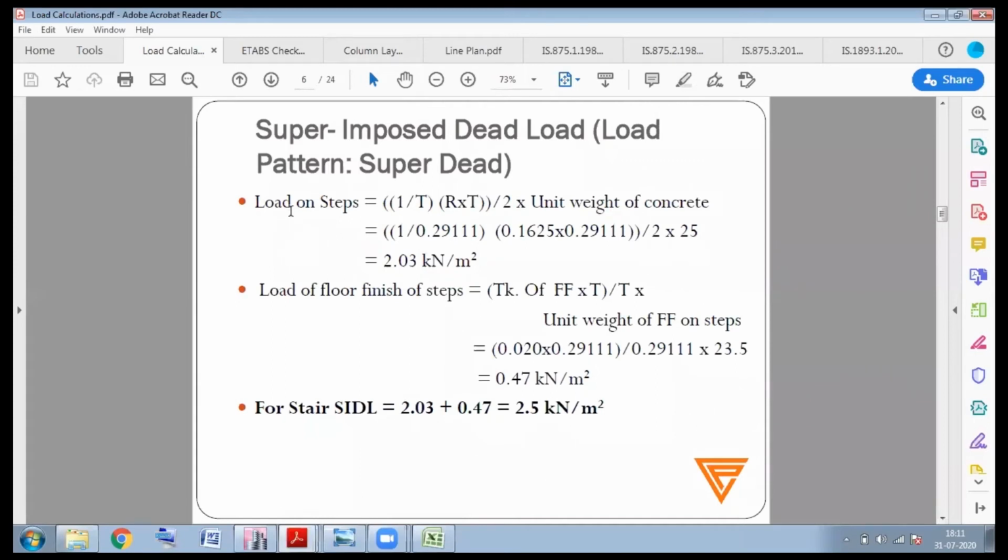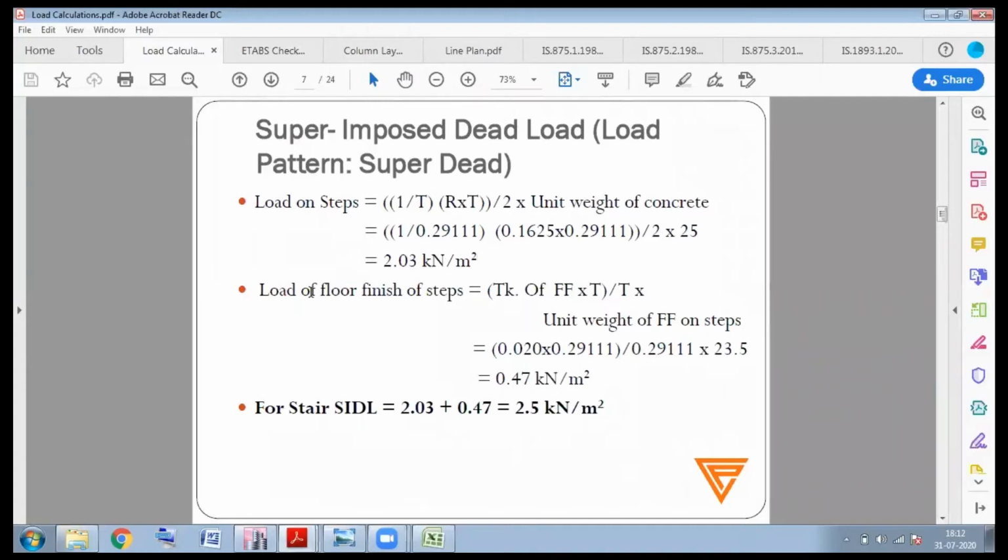For calculating the load on step, we have the formula, where T is tread and R is rise. Load on step is equal to 1 by tread into (rise into tread) whole divided by 2 into unit weight of concrete. By calculating this value, I have the final answer of 2.03 kilonewton per meter square. That is done, the load on step.